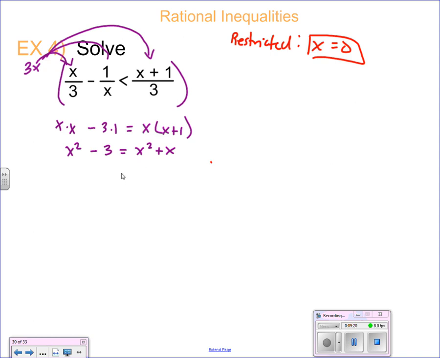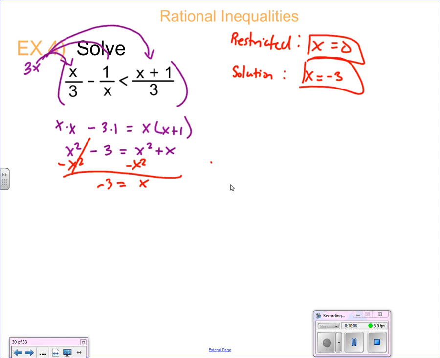Since I have square terms, the objective is to get all terms to the same side, so I would subtract x squared from both sides. In the process, I would be left with negative 3 equals x. Well, my x squared terms disappeared, so I don't have to do the quadratic formula on this particular problem, which is nice, because I already know what x is equal to. X is equal to negative 3. So I have my restricted x value. I also have my solution. My solution is x equals negative 3.